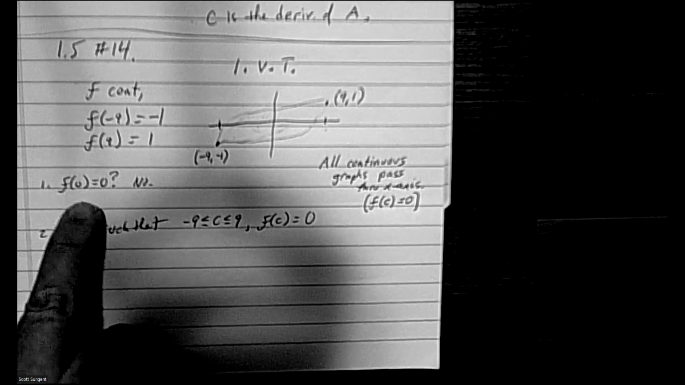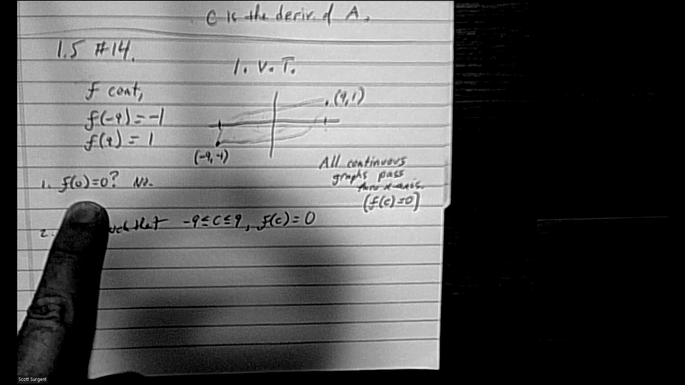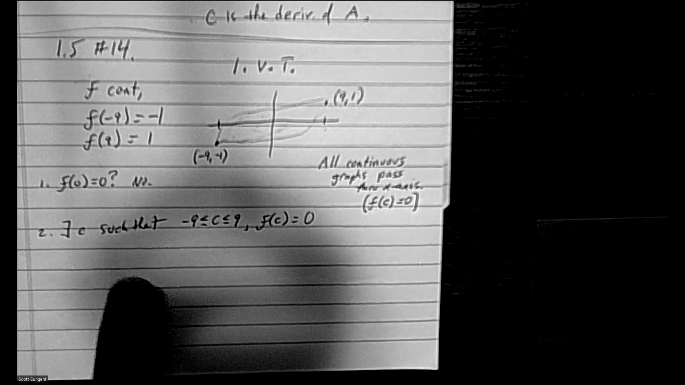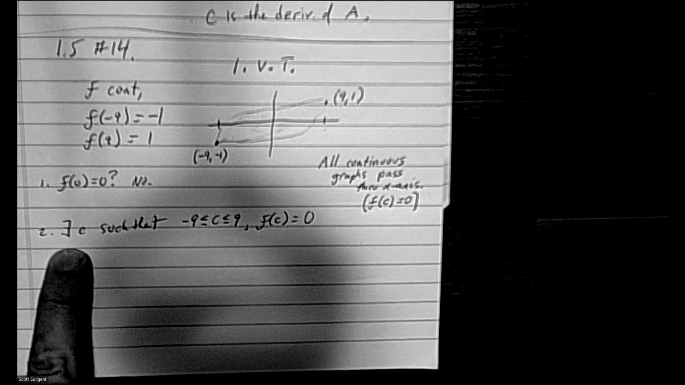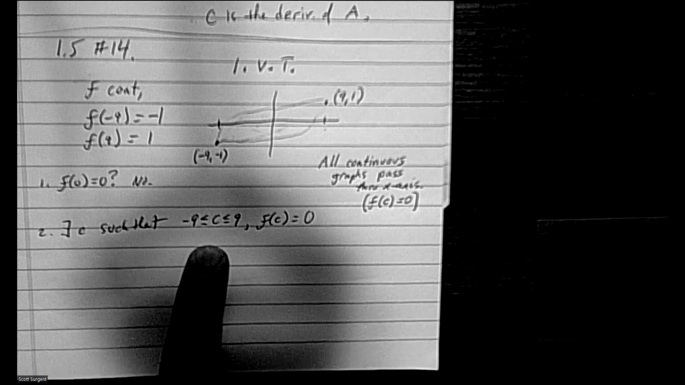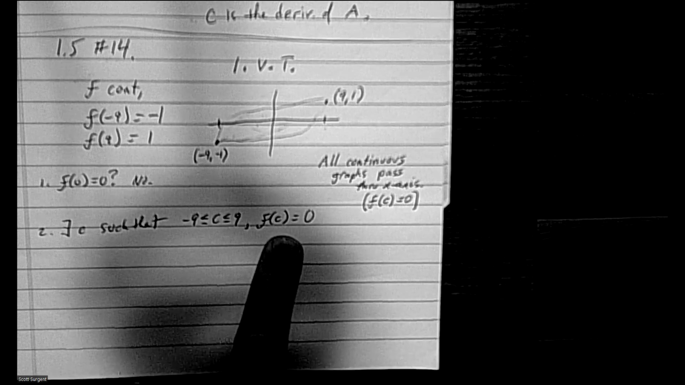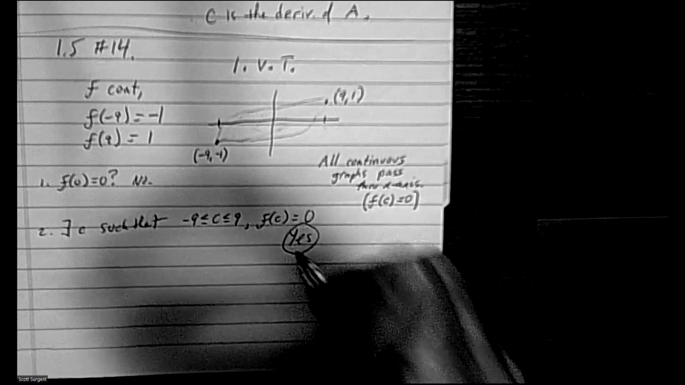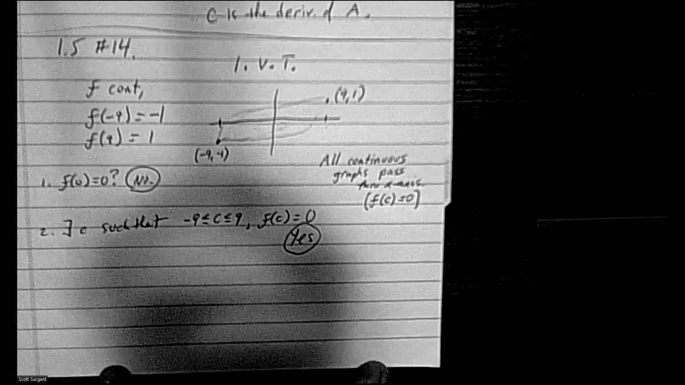So the first question is a little too strict. It's saying, does it have to happen at 0? No, it doesn't. However, down here, it's saying for some c, such that c is between -9 and 9, does the functional value equal 0? And the answer to that question would be yes. Okay, somewhere it passes through.